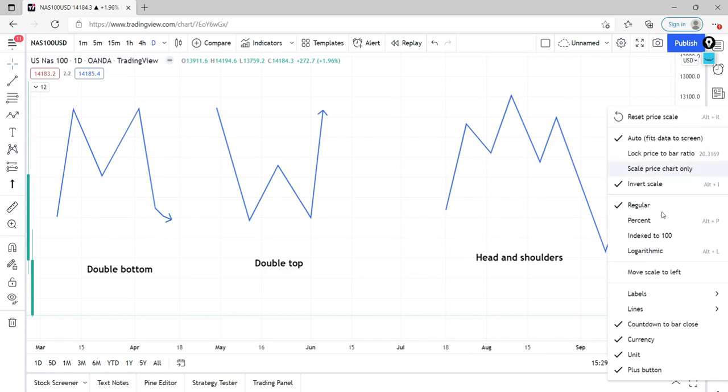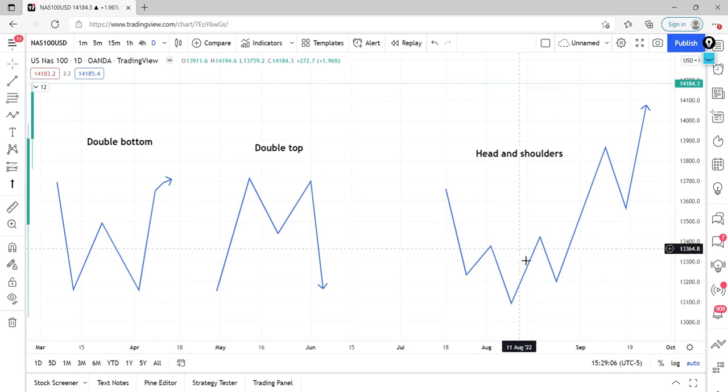You can flip it upside down. You're going to have an inverse head and shoulders, where the market is bullish, and it's the same thing, but upside down. The market's going up, and it finds support right here, and it goes back up. So let me show you guys some real life examples.